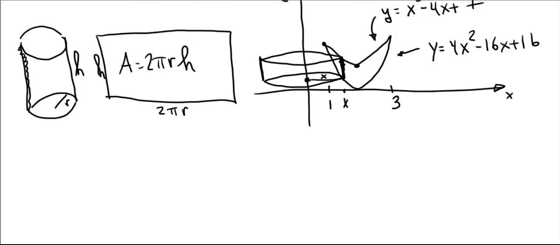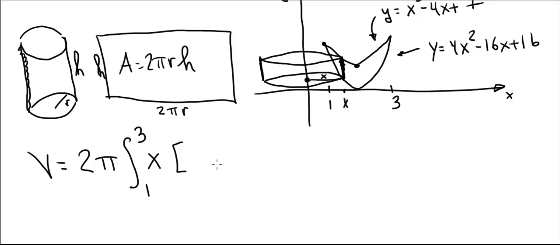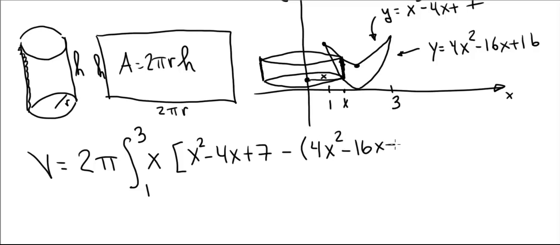So setting up our integral for the volume, it's going to be 2 pi times the integral from 1 to 3. The radius is x, and the height is the big parabola, x squared minus 4x plus 7, minus the parabola below it. We'll put that in parentheses. That's 4x squared minus 16x plus 16. Make sure you put it in parentheses, because if you don't, you're not going to get the signs right.